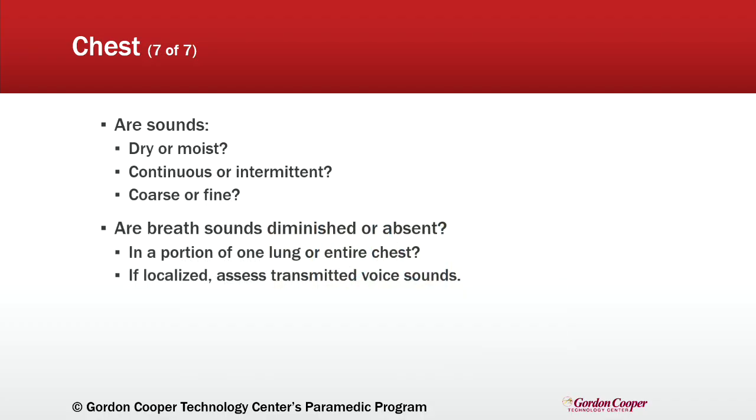It may be more helpful to describe the sounds you hear rather than trying to classify them immediately. When you hear sounds, determine if they are dry or moist, continuous or intermittent, or whether they're coarse or fine. You should also determine if breath sounds are diminished or absent in a portion of the lung or in the entire chest. If breath sounds are diminished in a localized area, assess for transmitted voice sounds. So hold your stethoscope over that and have them talk while you're listening to that area and see what you hear then.